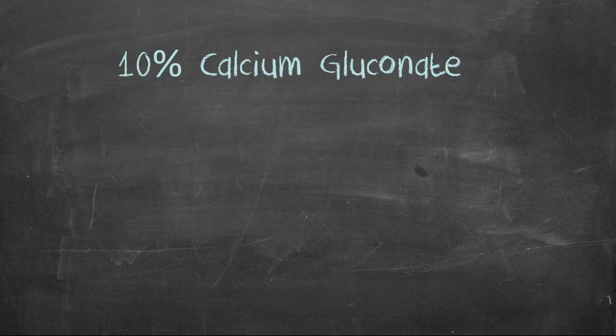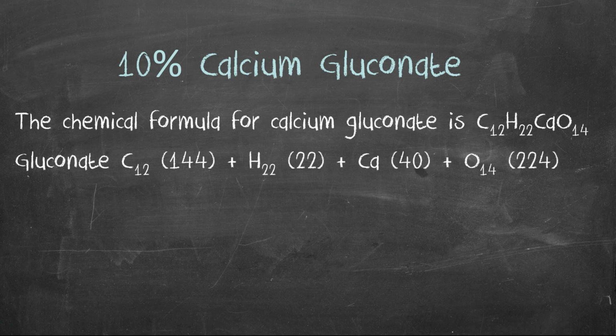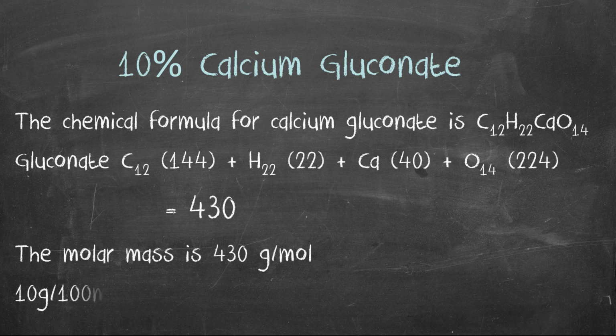And that brings us to 10% calcium gluconate. The chemical formula for calcium gluconate is C12H22CaO14. A lot of stuff in there, but that works out with a molecular mass of 430. The molar mass is 430 grams per mole. And remember, this is a 10% solution. That's 10 grams per 100 mils, or 1 gram in 10 mils.